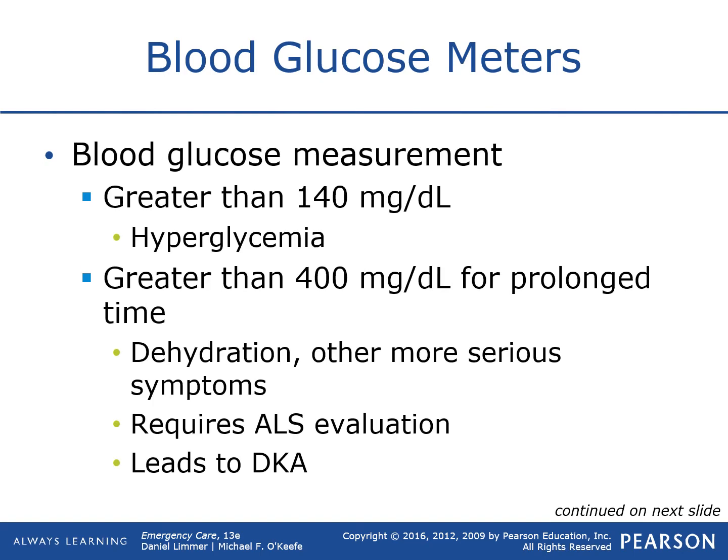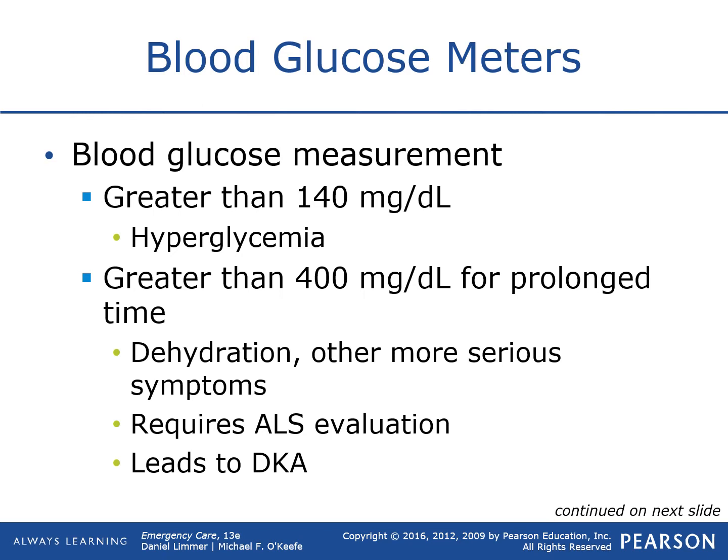Anything above 140 is considered hyperglycemia, but we don't really get too worried about it until we get above 400. So that's where we have to have ALS evaluation. We absolutely have to have transport to the hospital.